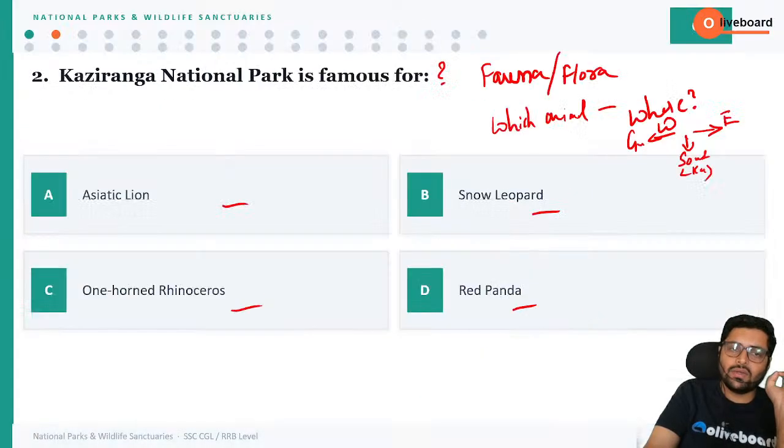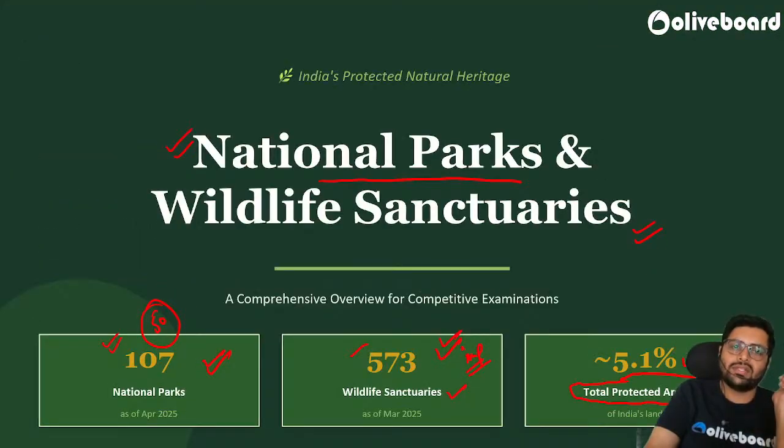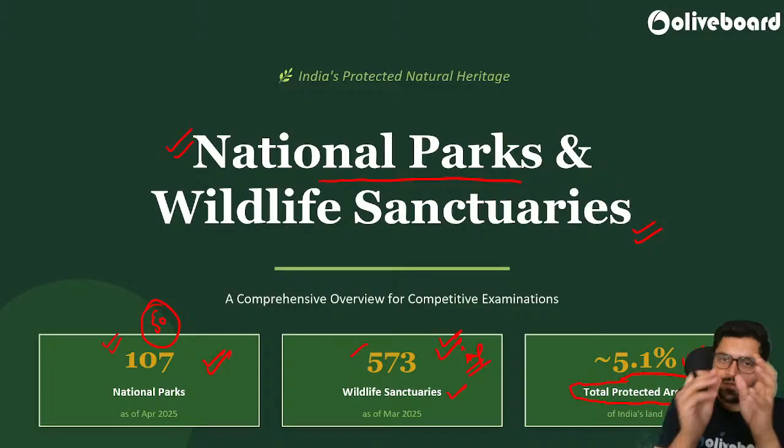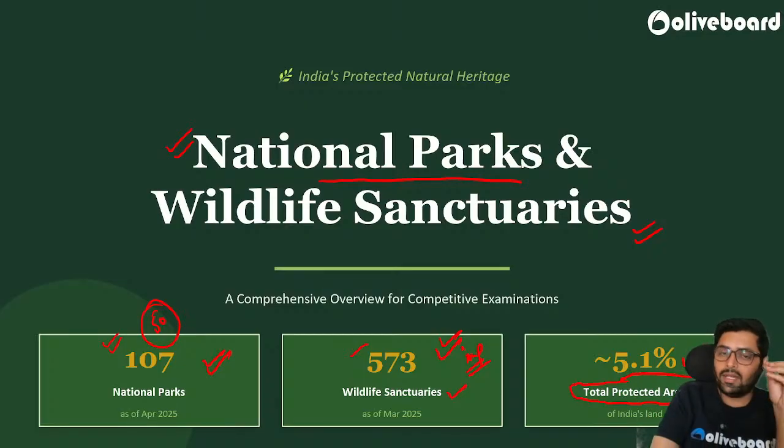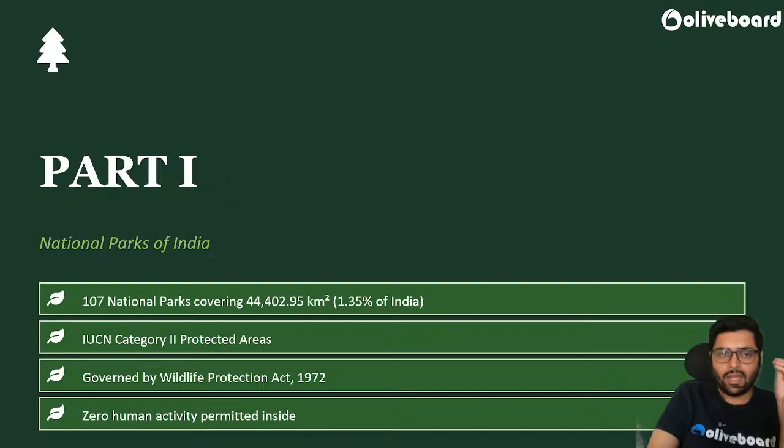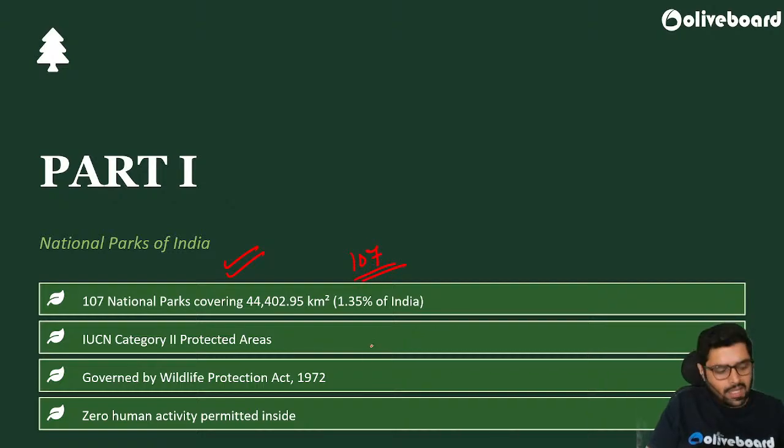Now let us go and study something about national parks. Let us have some static part. This is how I explain in my regular courses also. Okay. Part 1. So let us have a look at the national parks of India. How many national parks? Approximately 107 of them are there. Correct?